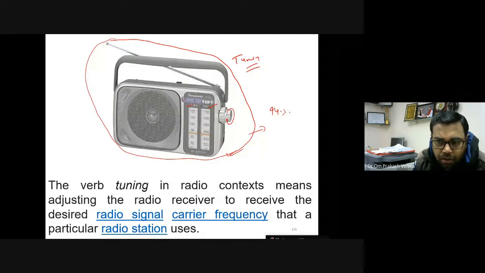Let's say we fix the frequency at 94.3 megahertz. With this knob we are trying to fix the pointer at 94.3 so that the noise interference will be minimized. So we are just tuning the pointer so that the noise can be suppressed, right? The word tuning in the radio context means adjusting the radio receiver to receive the desired radio signal carrier frequency that a particular radio station uses.